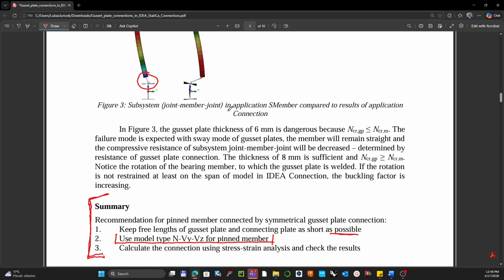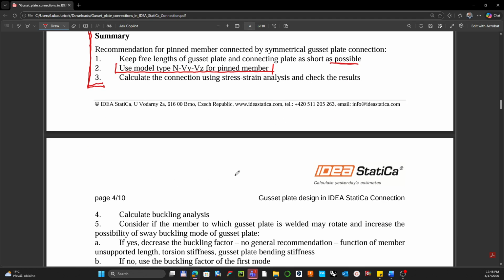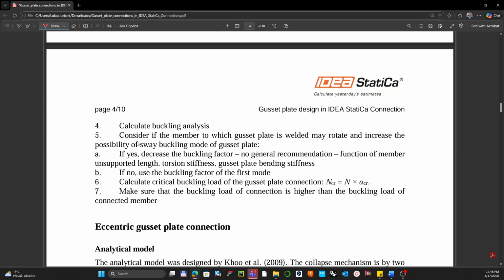Those are mostly the cases I'm treating, where it behaves like a pin. And to calculate the connection using stress and strain analysis, this is the first step. There are some more steps that you need to consider. At first, run the linear buckling analysis and always double check what is happening with your eigenmodes and eigenvectors, so how it is deformed.